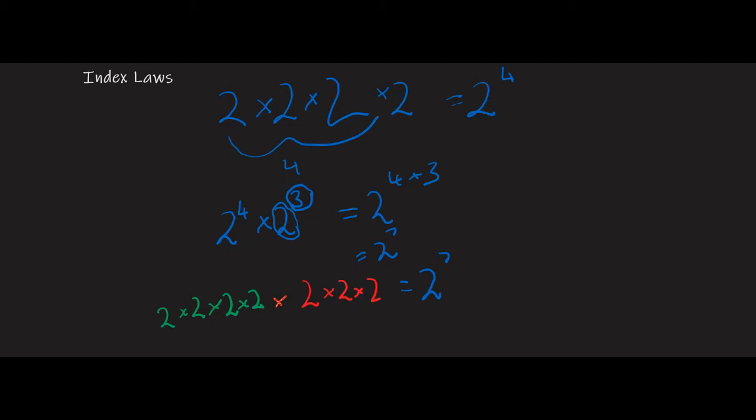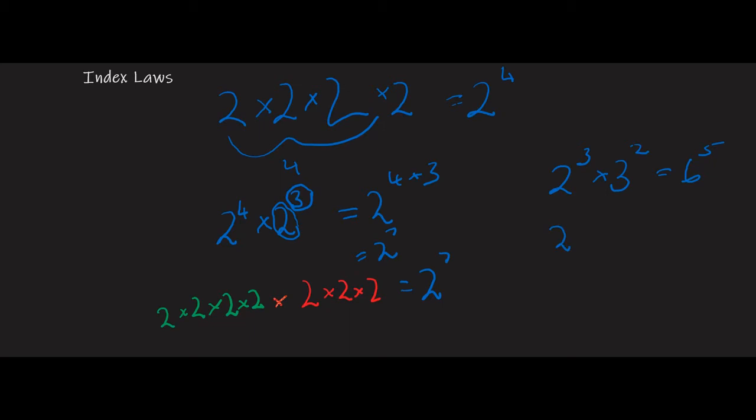So this works for anything in indices except when you have two separate bases. So you can only use this when the base is the same. So say I had 2 cubed times 3 squared. You can't just multiply the 2 and the 3 together and get 6 and go 6 to the power of 3 plus 2, which is 5. That's not how that works.